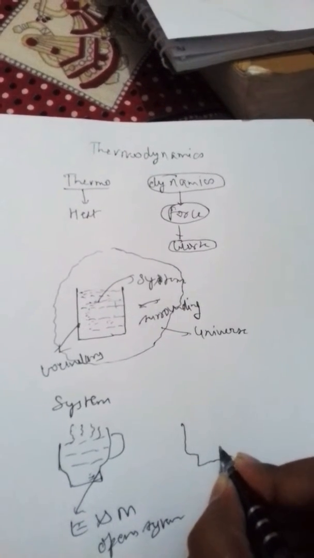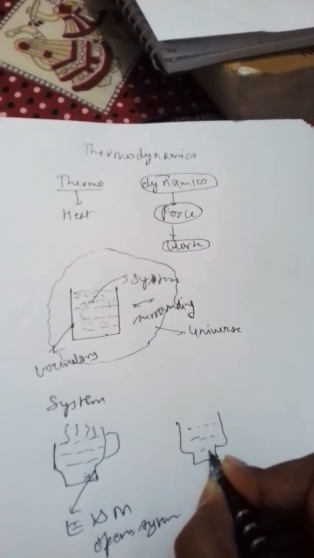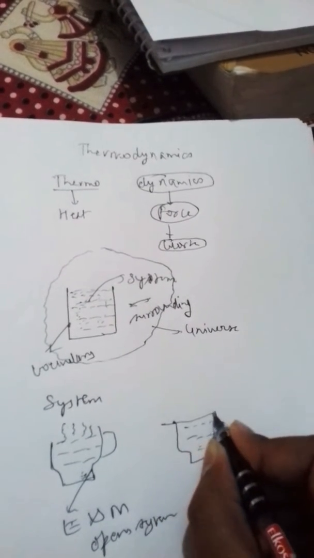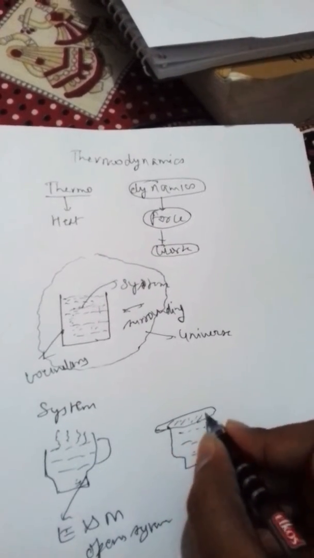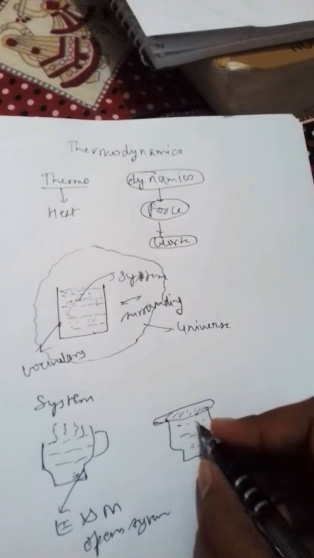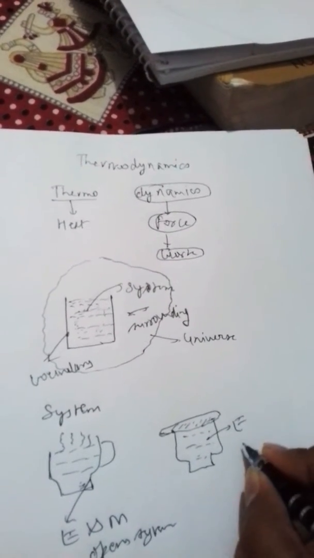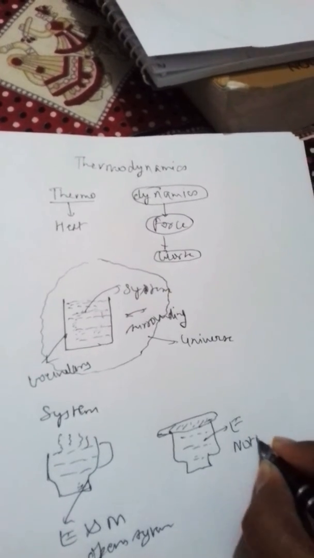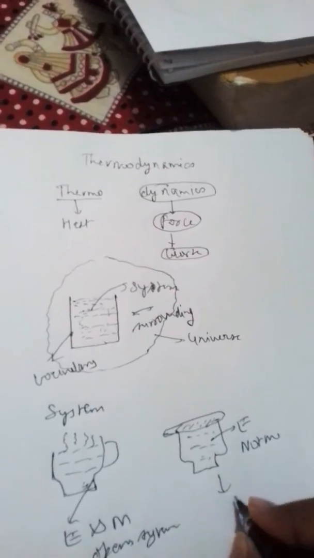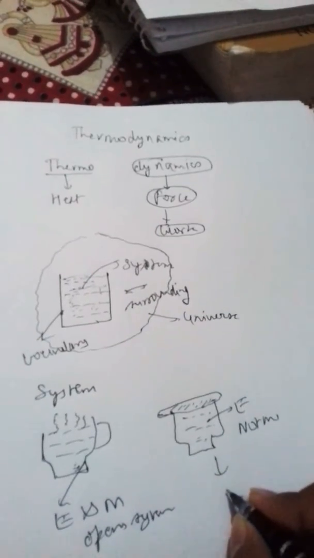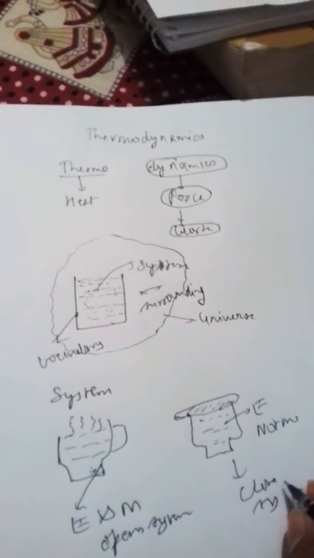Now suppose this cup has been closed with the help of a plate. Now energy will definitely cross, but mass will not cross. Such kind of system is called a closed system.